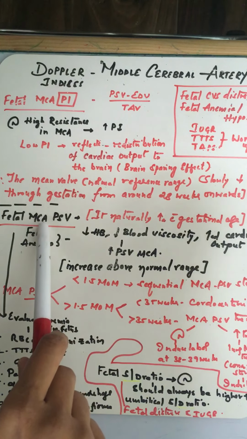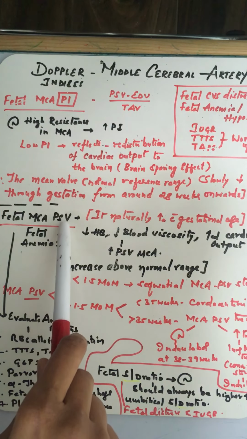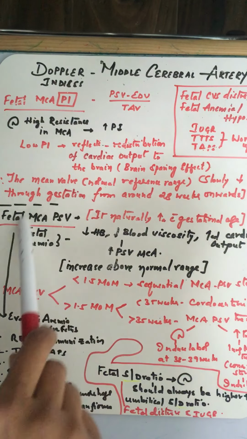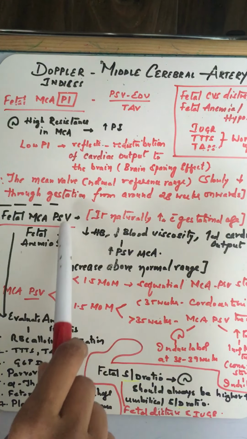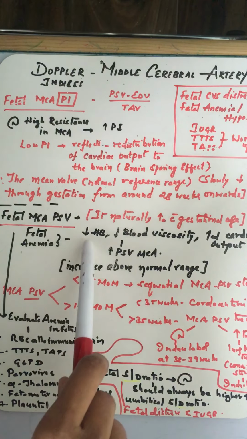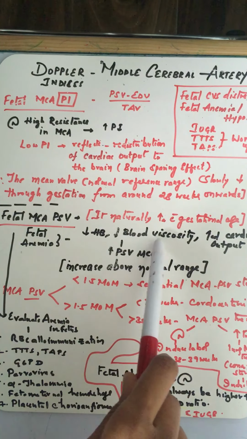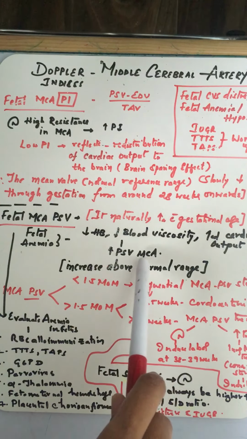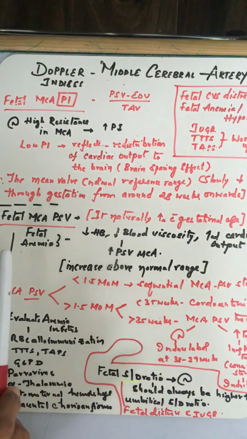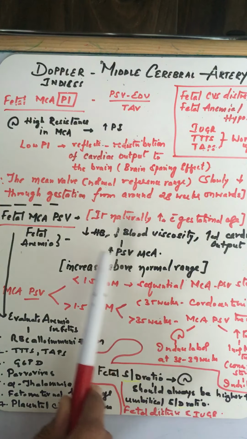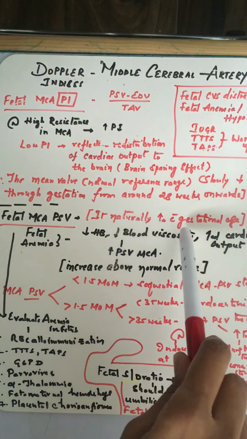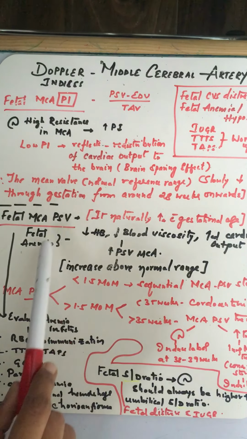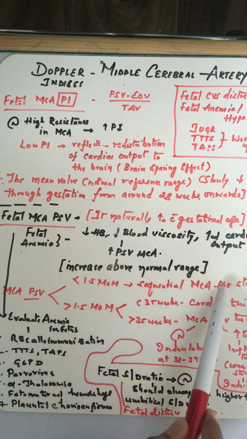Coming to fetal middle cerebral artery peak systolic velocity, this is the most important measurement which you have to take, mainly for patients with fetal anemia. What happens in fetal anemia? Hemoglobin decreases, blood viscosity decreases, and cardiac output increases. As there is more cardiac output, more blood flow to the brain, so the peak systolic velocity increases. In normal people also, peak systolic velocity increases with gestational age. So in people with fetal anemia, it will be above the normal range.